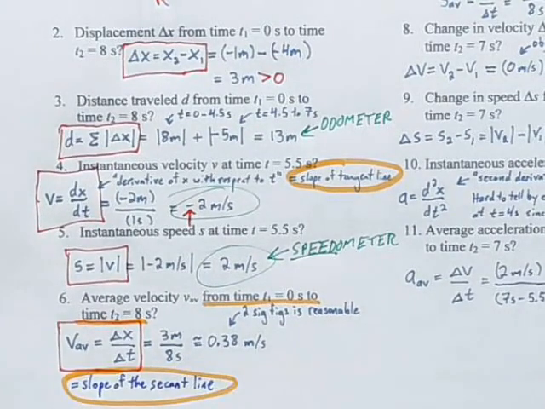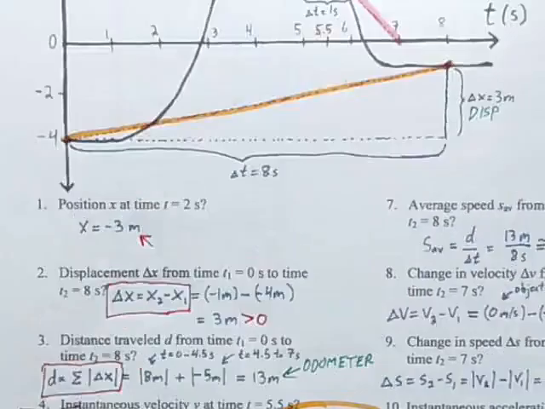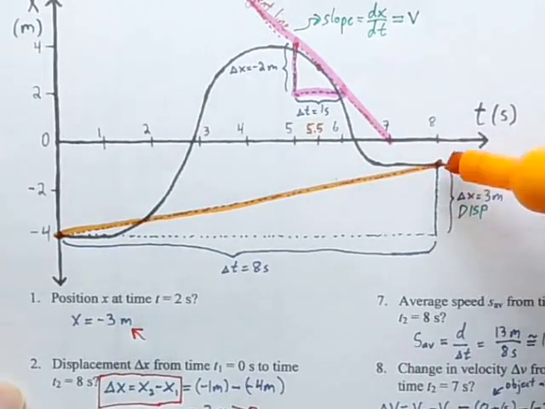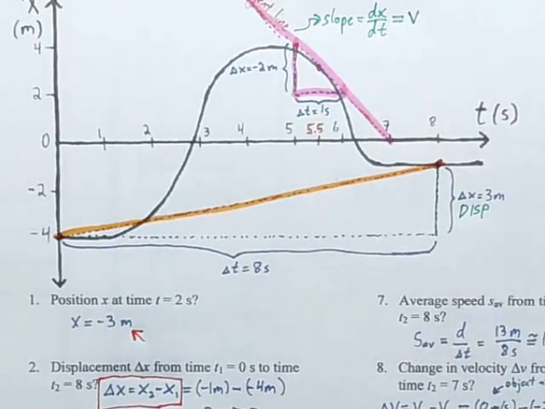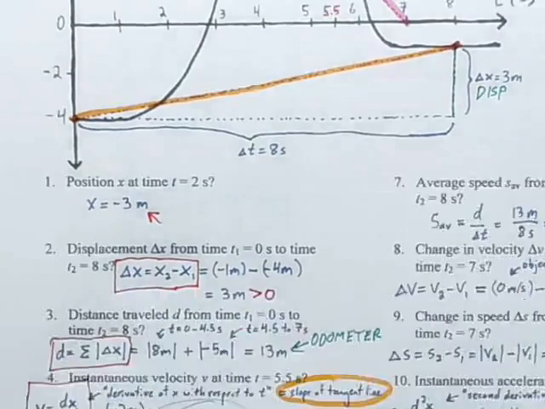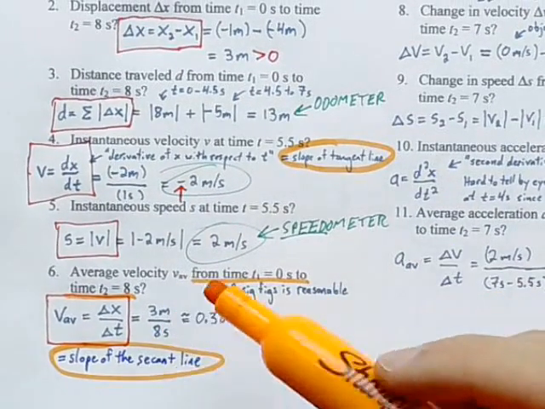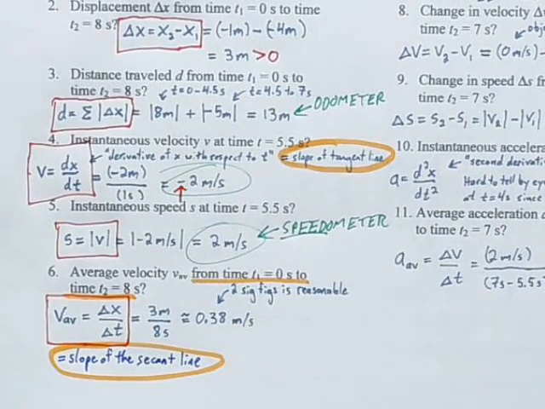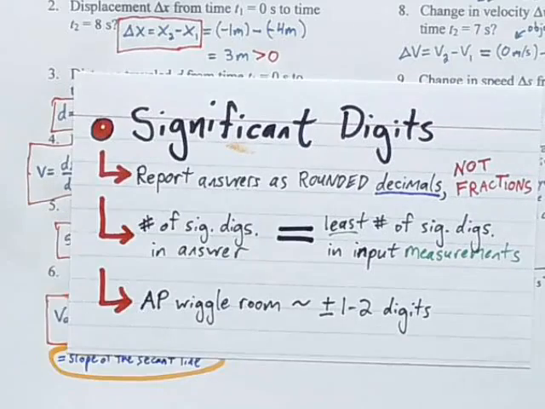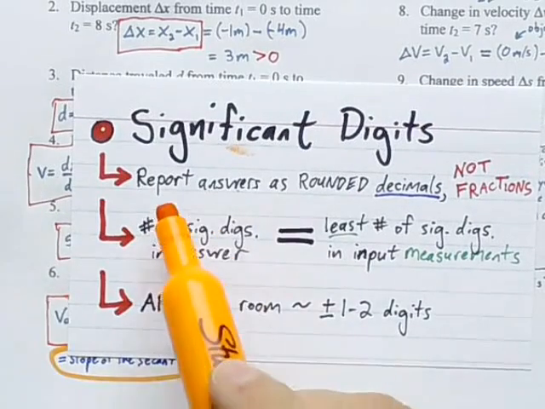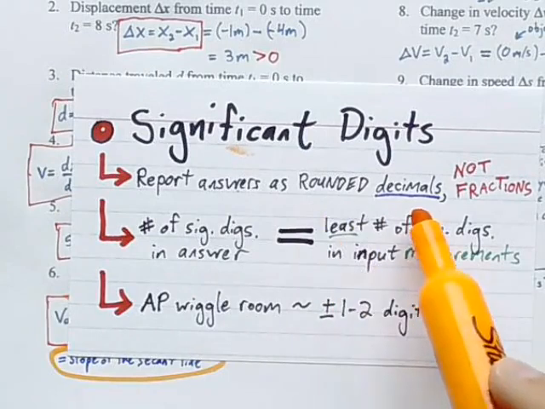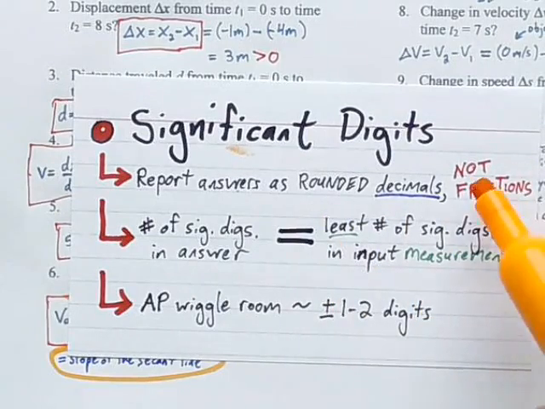3/8 is a fraction that's exact. And 3 meters was a measurement, and we know our measurements are never exact. So we cannot report an exact answer in the form of a fraction. We have to acknowledge that our measurements have some imprecision to them always. So here's where we need to mention significant digits. Always report your answers as rounded decimals, never as fractions, to acknowledge that your answer is inexact.